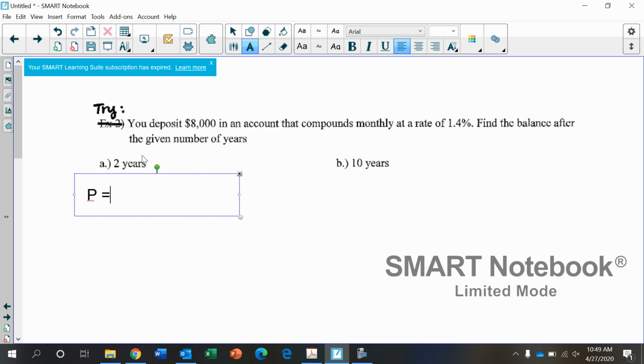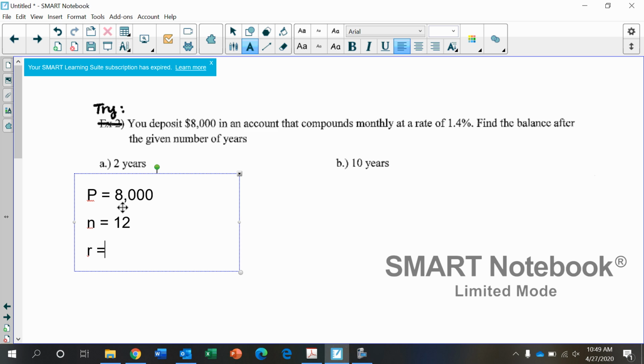Since you deposit $8,000 into your account, compounded monthly at a rate of 1.4%, find the balance after the given years. So the only thing that's changing in this case is T. So 8,000 is our starting amount. Then we have our N. It says monthly, so how many months are in a year? 12, great job.